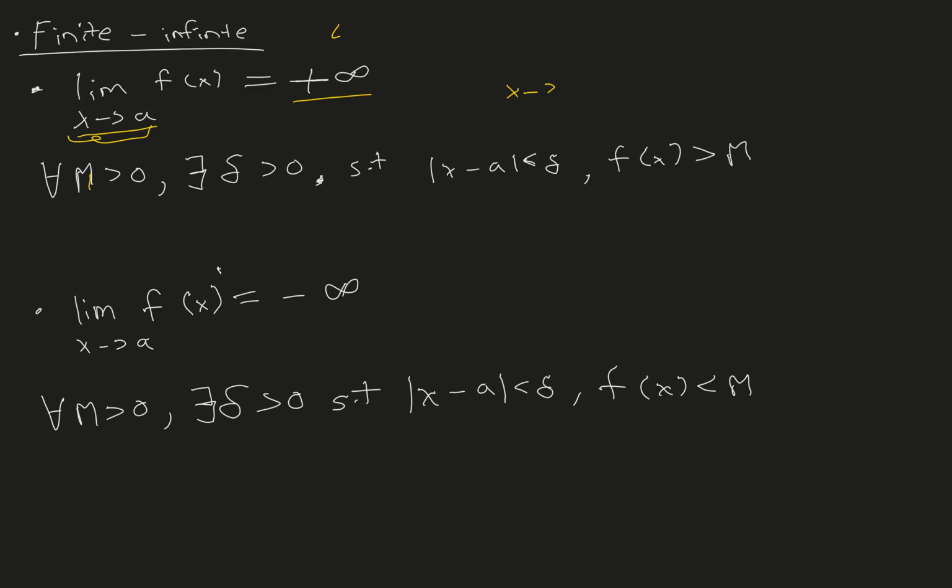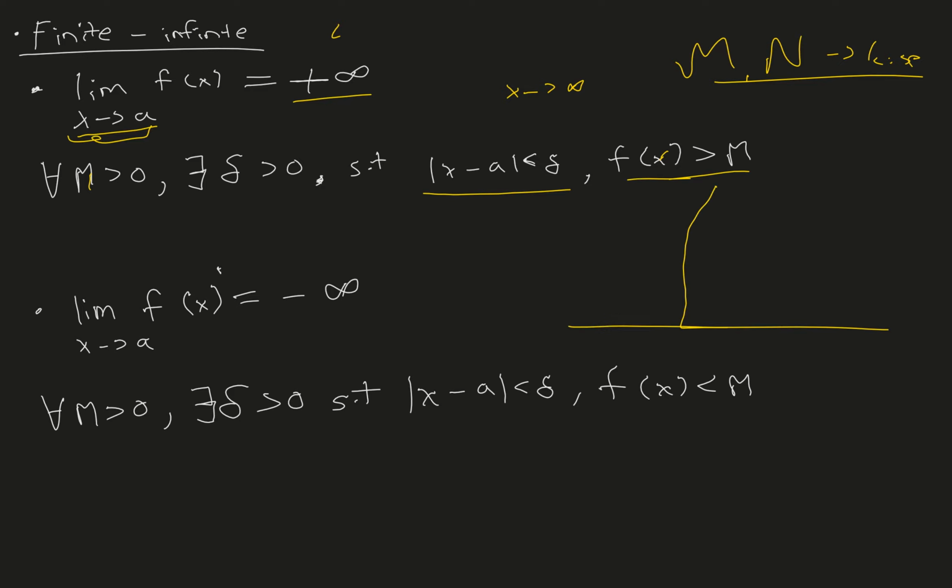For example, when x approaches infinity, then we won't use delta anymore, because delta and epsilon mean small, and m and n mean large. So this definition says that for all m greater than 0, there exists a delta greater than 0, such that if |x minus a| is less than delta, then f of x is greater than m. So graphically this sort of looks like this.